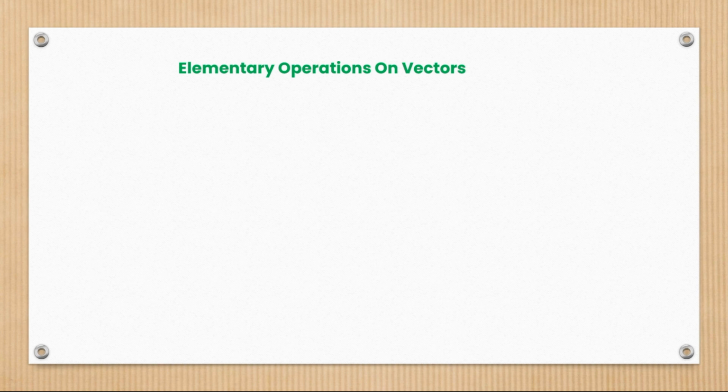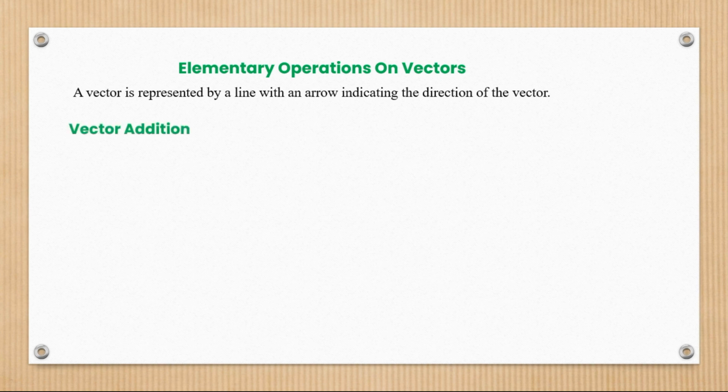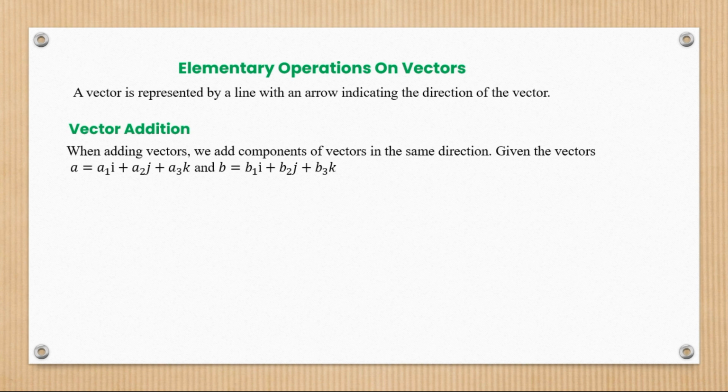Alright, so let's look at some elementary operations on vectors. Let's look at vector addition. In adding vectors, we add components of vectors in the same direction. So for example, given the vectors a is equal to a1i plus a2j plus a3k and b is equal to b1i plus b2j plus b3k, when we are told to add vectors a plus b, we can have it this way. So as you can already see, we're adding the components that are in the same direction. Where there is i, we add that to where there is i. Where there is j, we add that to where there is j. And where there is k, we add that to where there is k. So in the end, we'll have (a1 plus b1) i plus (a2 plus b2) j and plus (a3 plus b3) k. So that's how we do addition.